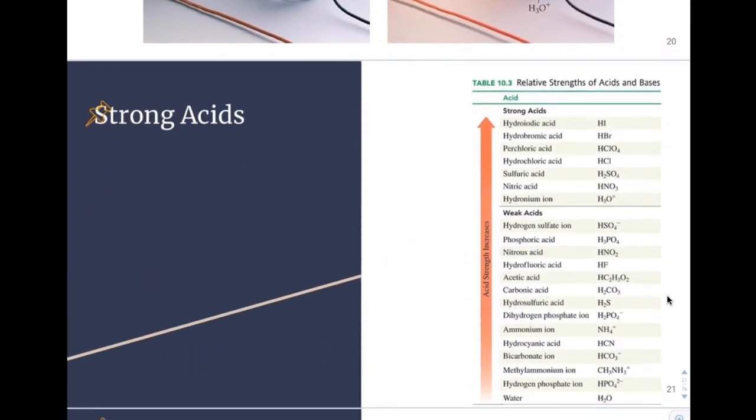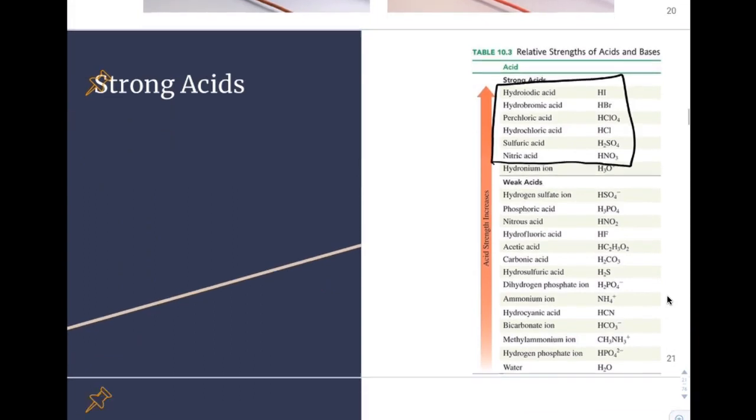And so you have some strong acids that I'd like for you to memorize. I would like for you to know these 6 strong acids. The rest of them are weak. If they're not strong, they're weak, and that's the way you can memorize the weak ones.